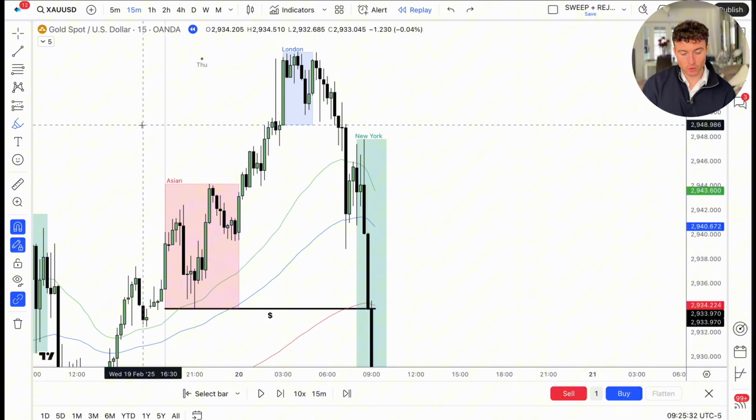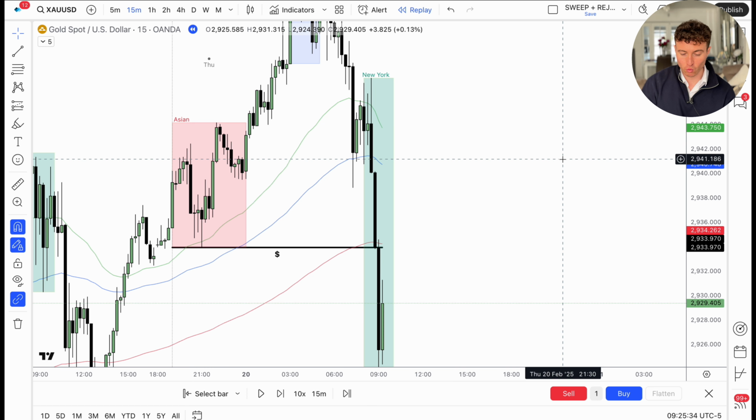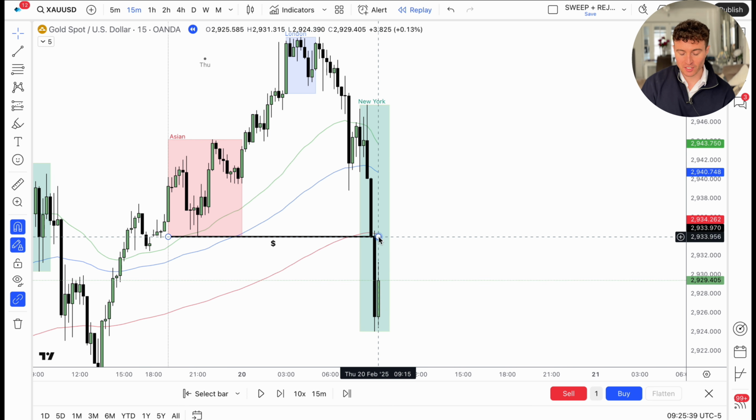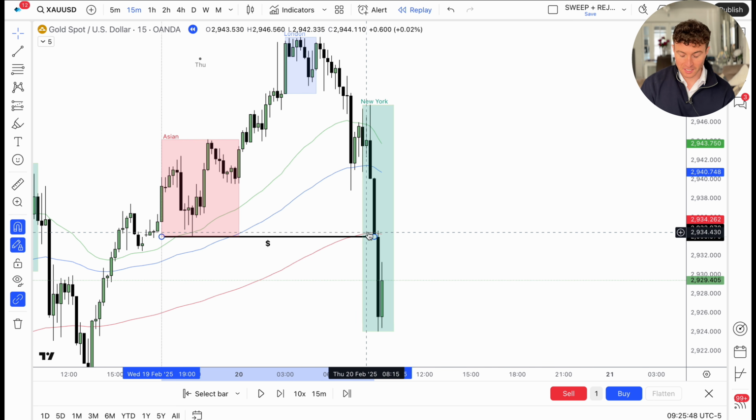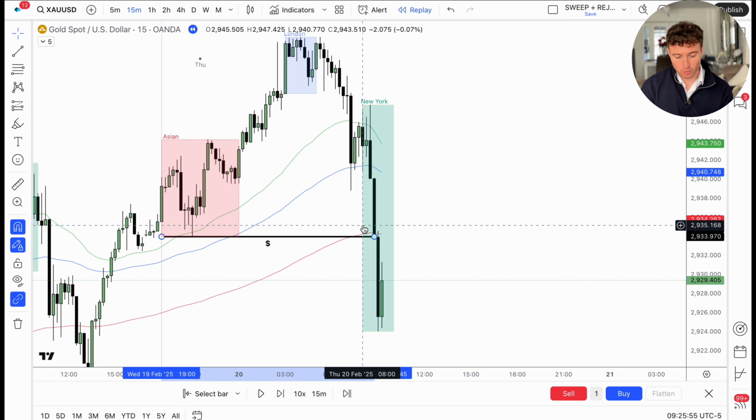You can see that we run sell side liquidity right here below the Asian session low. And note as well, this is during the New York kill zone. It doesn't matter if this manipulation happens slightly before. However, it's super important that your confirmation comes within the session.